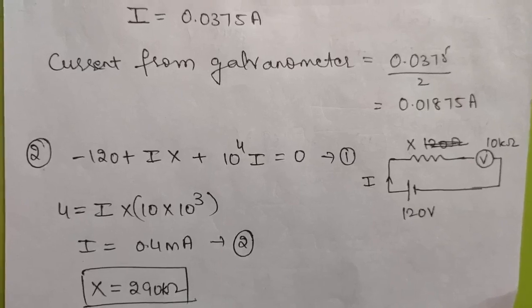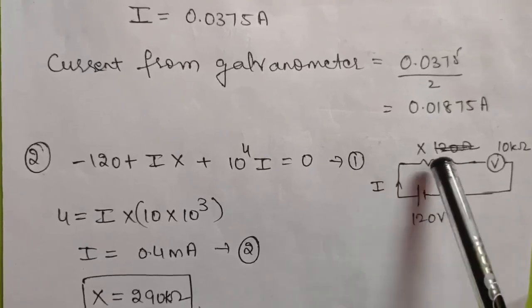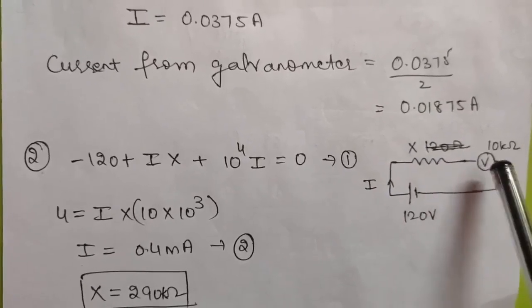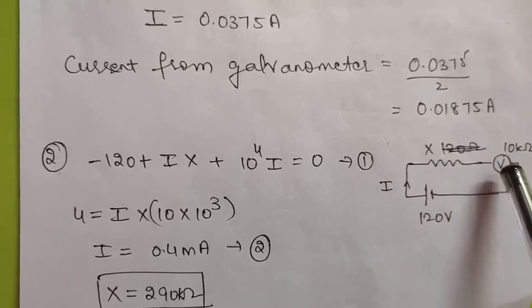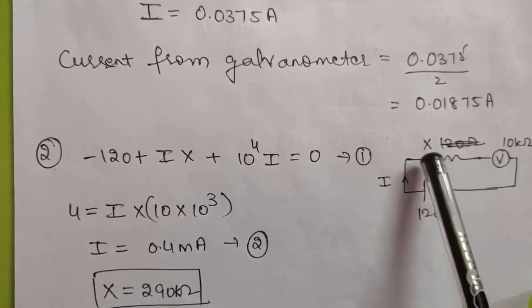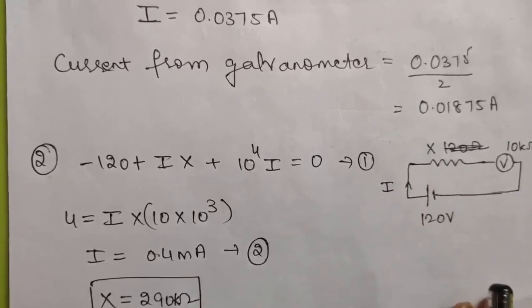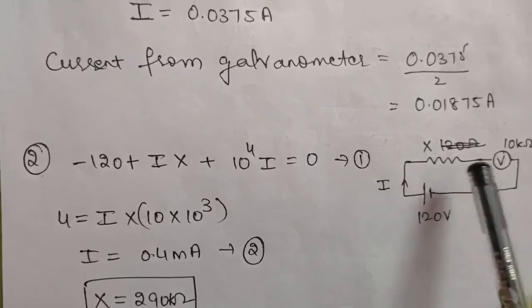Okay, so question number 2 says a DC supply of 120 volt is connected across a resistance X, which is in turn connected with a voltmeter in series which has a resistance of 10 kilo ohm and it has a reading of 4 volt. Then you have to calculate what will be the value of this X. Okay, so let us use Kirchhoff's law in this circuit. So let us go in anti-clockwise direction.